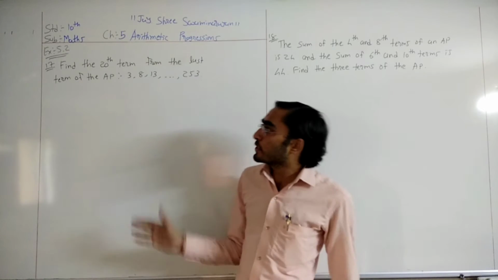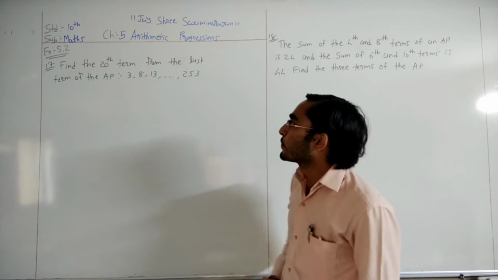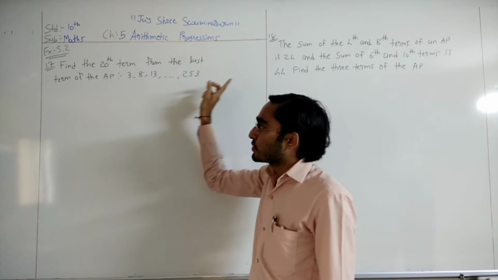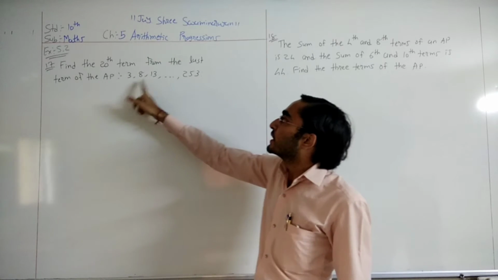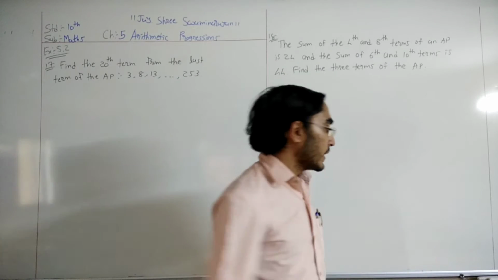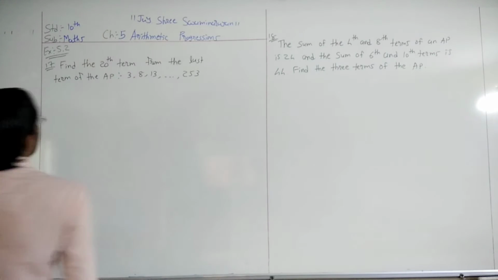After that, question number 17. First of all, read this question. Find the 20th term from the last term of the AP 3, 8, 13 up to ... and last term is 253. Okay. So here, what is given to you?